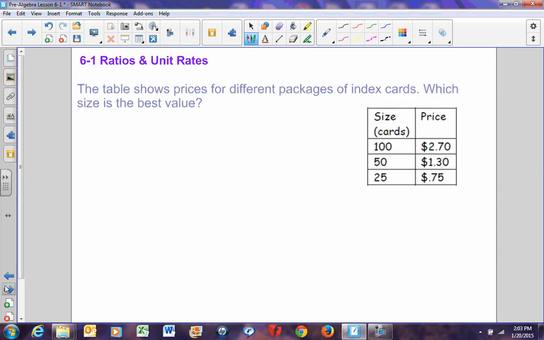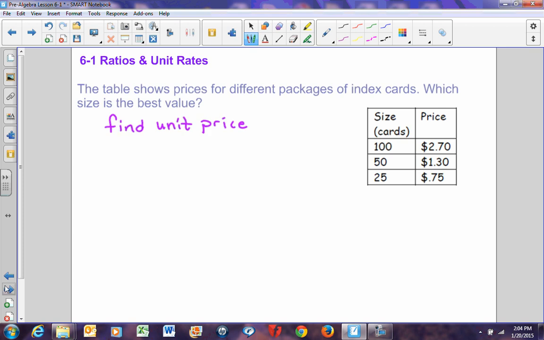Okay, the table on the right shows prices for different packages of index cards. We want to find which size is the best value. Now remember, I did say in this chapter you can use a calculator, provided you show me all the steps, and we will outline what steps those happen to be in this particular problem. So in order to figure out which size of cards has the best deal, I have to compare them and find the unit price for each one. Okay, I need to convert to a unit price to find the cheapest unit price. So I'm going to find the unit price for each one of the sizes of cards.